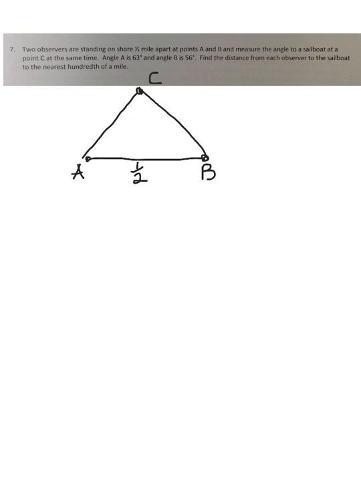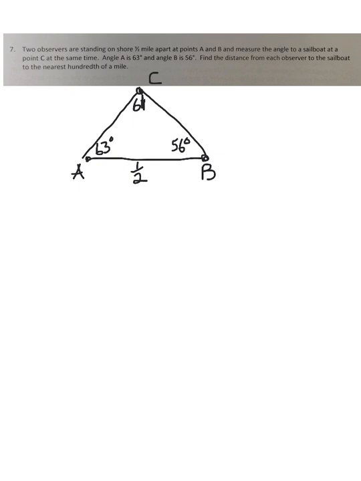Angle A is 63 degrees, so let's put that there, 63 degrees. And angle B is 56 degrees, so that's 56 degrees there. Now, since I know this angle and I know this angle, I could find this angle, right? Couldn't I add these two up and subtract from 180, and that will give me that angle? When I do that, I'm going to get 61 degrees. I may need it, so let's just leave that 61. We may need it, we may not.